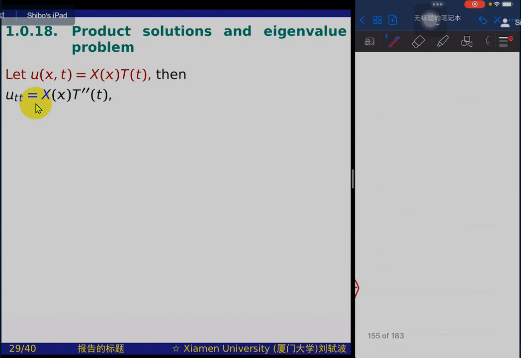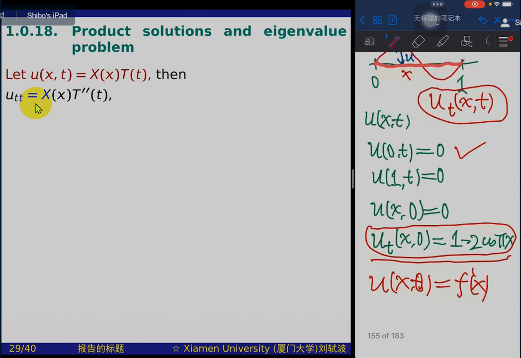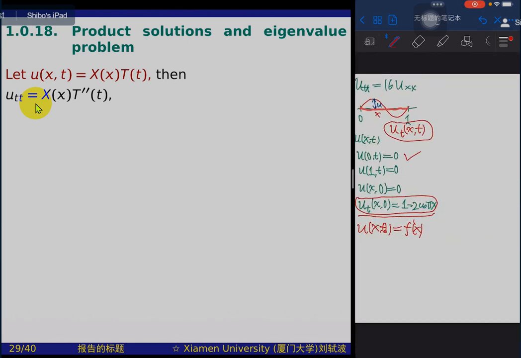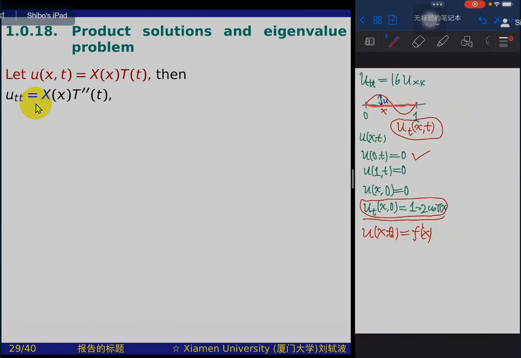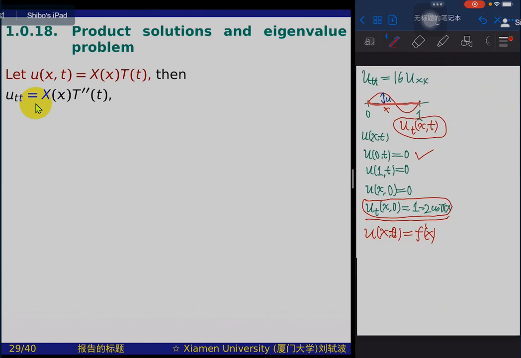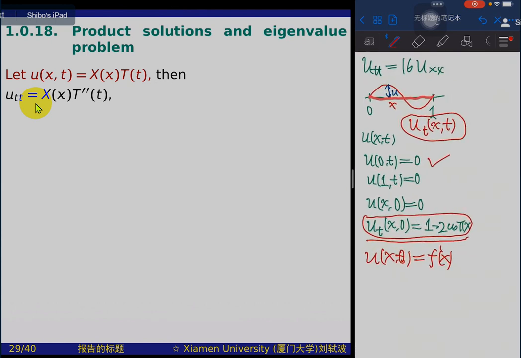We should compute the derivatives that appear in the equation. Our equation is u_tt equals 16 u_xx, so you need to compute u_tt. Of course, u_tt is X T double prime, and u_xx is X double prime T, so the equation u_tt equals 16 u_xx becomes X T double prime equals 16 X double prime T.